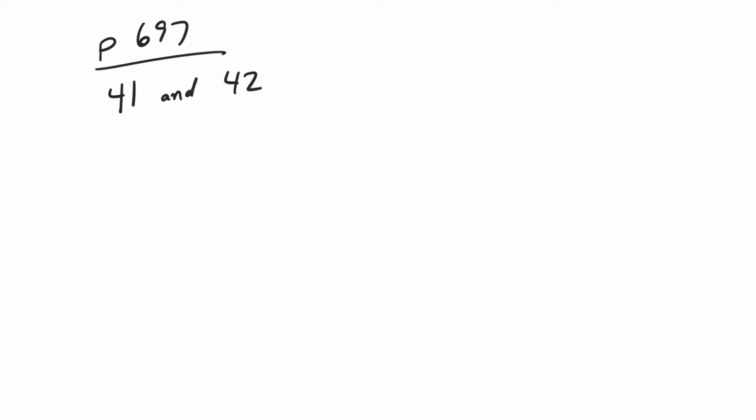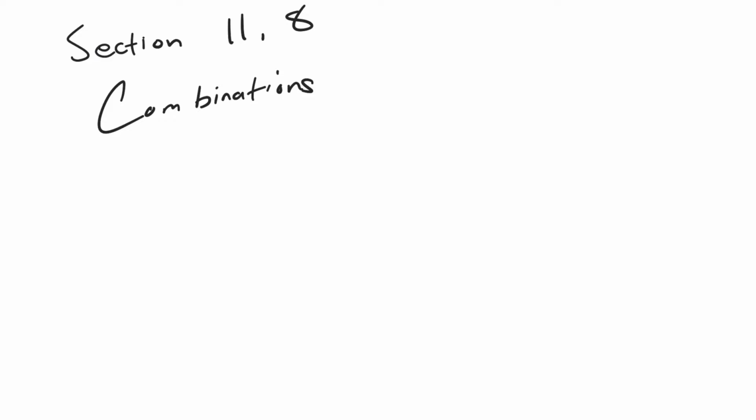Alright, homework on permutations. You're going to look at number 41 and 42 on page 697. Okay, so that's all we're going to look at for 11.7. Just make sure you can do the counting principle problems and the permutation problems, and you should be fine for next week. Moving on to section 11.8 with combinations.